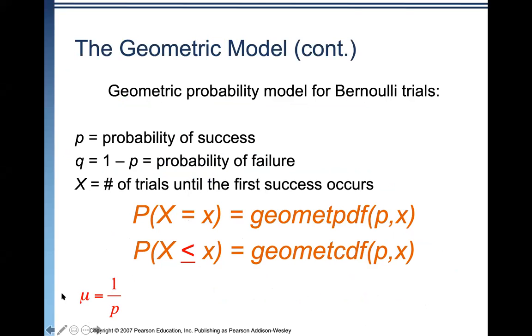Here also is your mean formula. I used to have the standard deviation formula here, but it's rarely used, so I decided to take it out. So don't worry about the standard deviation, but for the mean for a geometric situation, it's just 1 over P. It's just 1 over P. All right, and that's your mean formula if you're asked to find the expected number, okay?